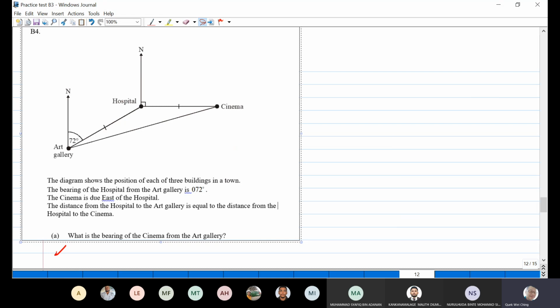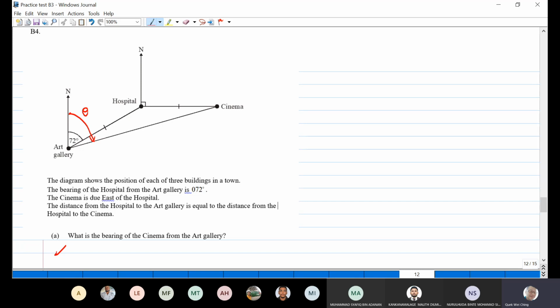So what are they looking for now? The bearing of cinema from art gallery. So what they are looking for is actually this angle. So how do you solve this question? You need to find out the angle before you do calculation. Okay, angle, then you can find the length, all these things.